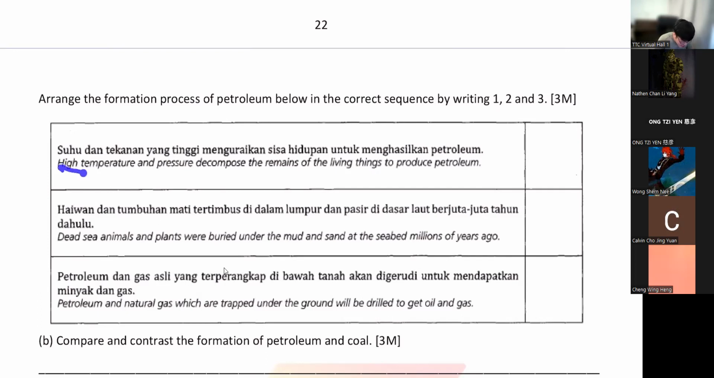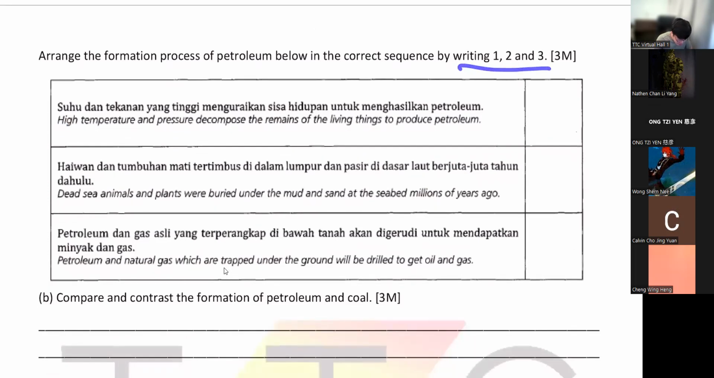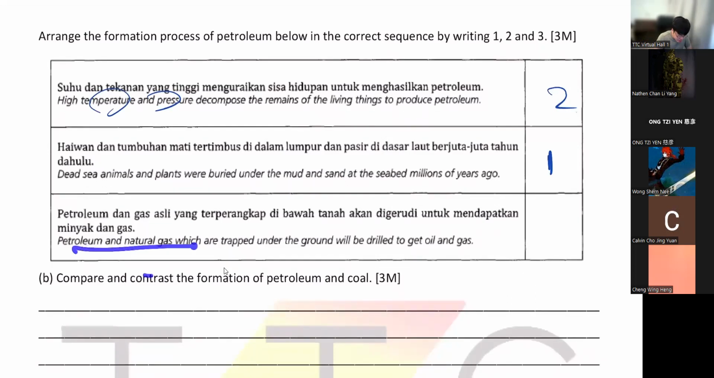Okay, so high temperature and pressure decompose the remaining living things to produce petroleum. Okay, yes, it is. Oh, so they want 1, 2, 3. Sorry, they want the sequence. So, we start from here first. Dead sea animals and plants were buried under mud and sand. Okay, and then after you have high pressure and temperature, they press them for millions of years, and then you have petroleum and natural gas.